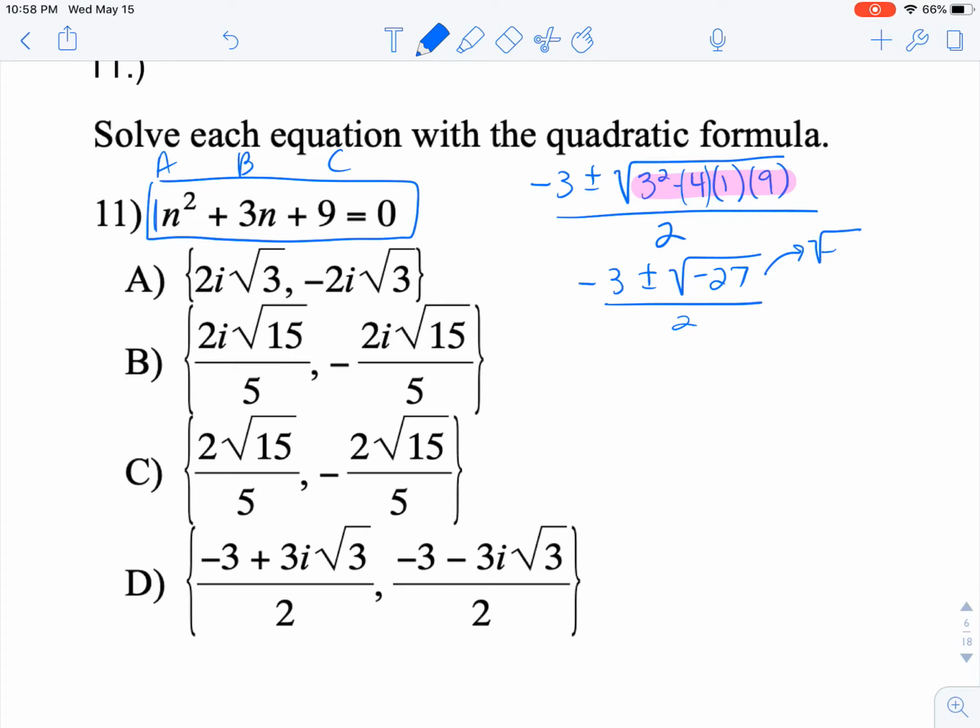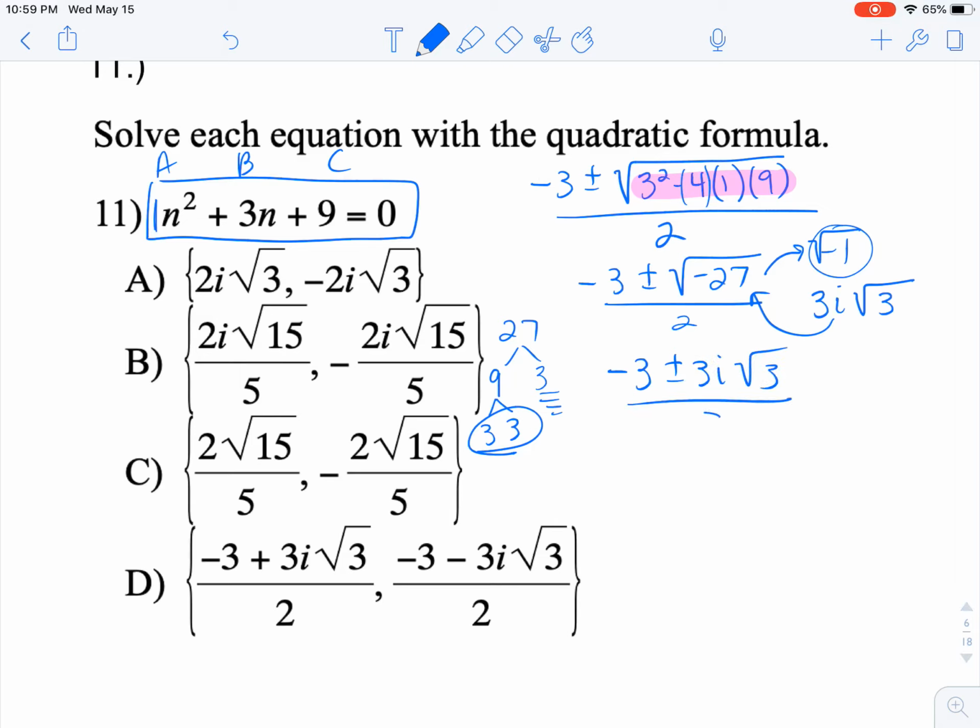So we know we're going to pull out a negative 1. If we take 27 and talk about what we did last week with our factor trees, this is 9 and 3, and then 3 and 3. I'm looking for pairs. I have a pair of 3s, so 3 is on the outside, and my leftover is 3. So that's all going to go on the inside. And then the square root of negative 1 is i. So I'm just going to replace that square root of negative 27 with 3i radical 3. So negative 3 plus or minus 3i radical 3 all over 2.